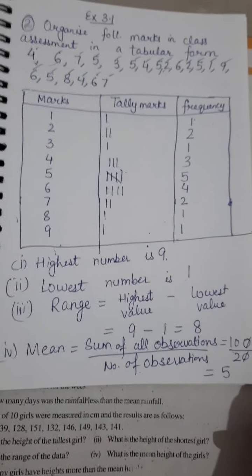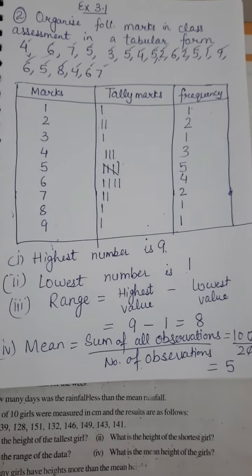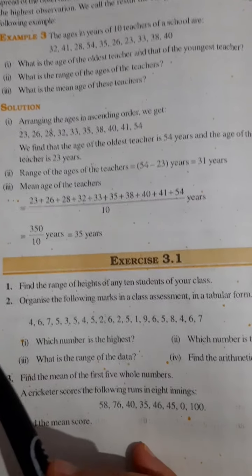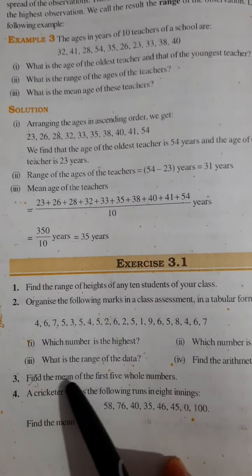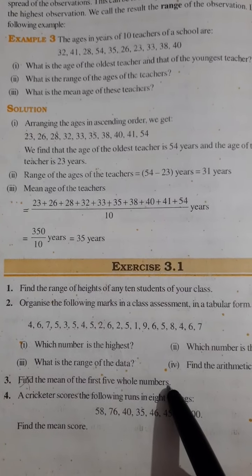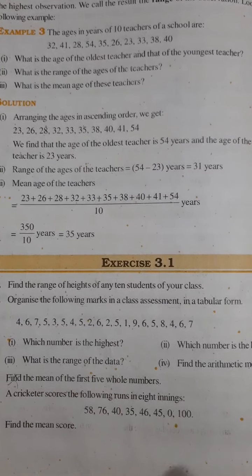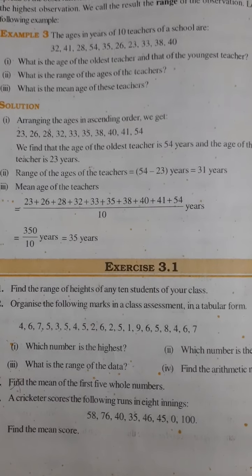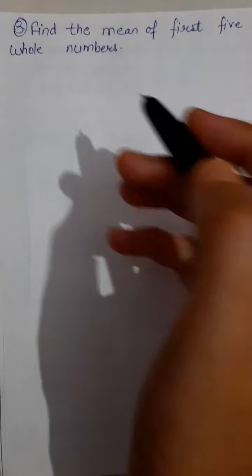So this is the solution of the second question. You can write it. Next question is question number 3. Find the mean of the first 5 whole numbers. First of all, we will write the first 5 whole numbers and then we will find their mean. Now look at its solution.